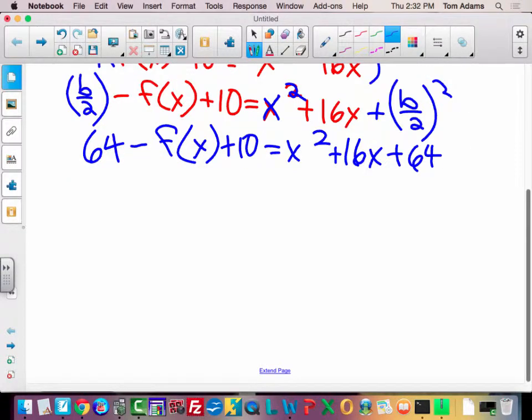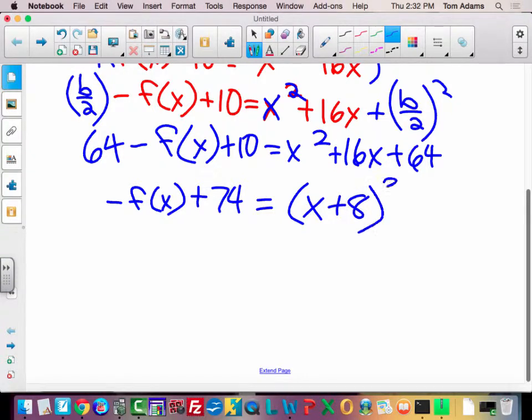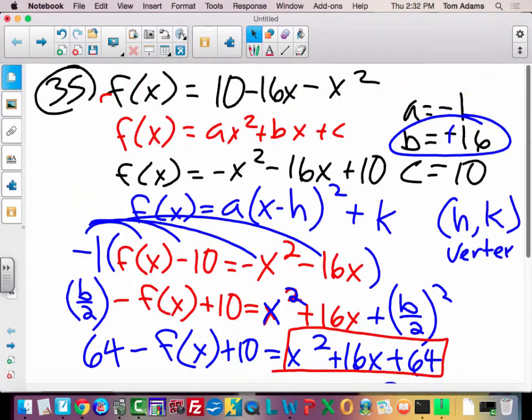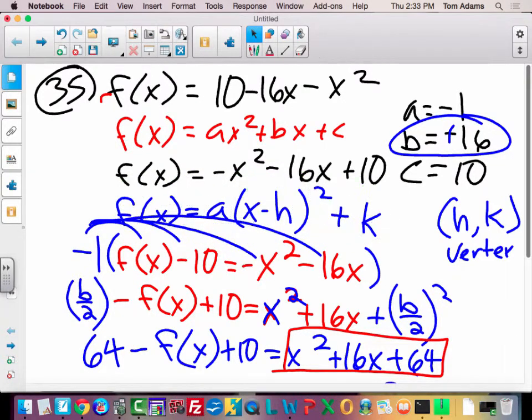Now I'm going to start combining like terms. When I do this, I get negative f of x plus 74 is equal to this. Now this is a perfect square, which is the quantity x plus 8 squared. If I multiply this out, I get this right here. That's what completing the square does for us. Remember, we're doing all this work because I want it to look like this term right here.